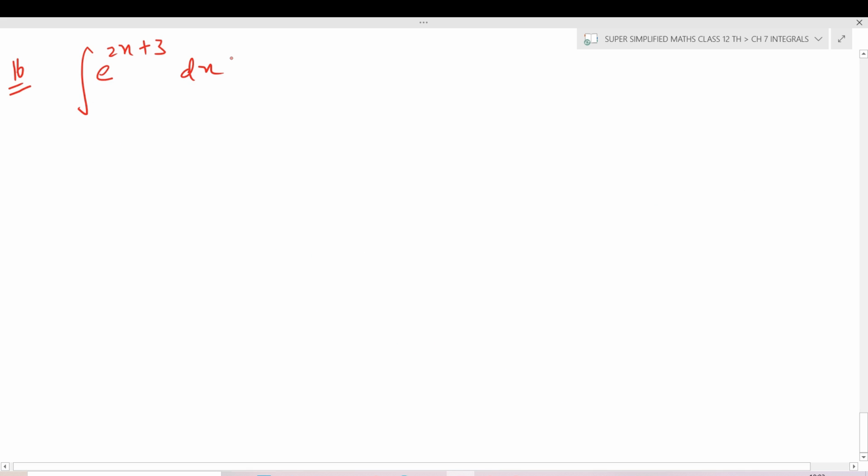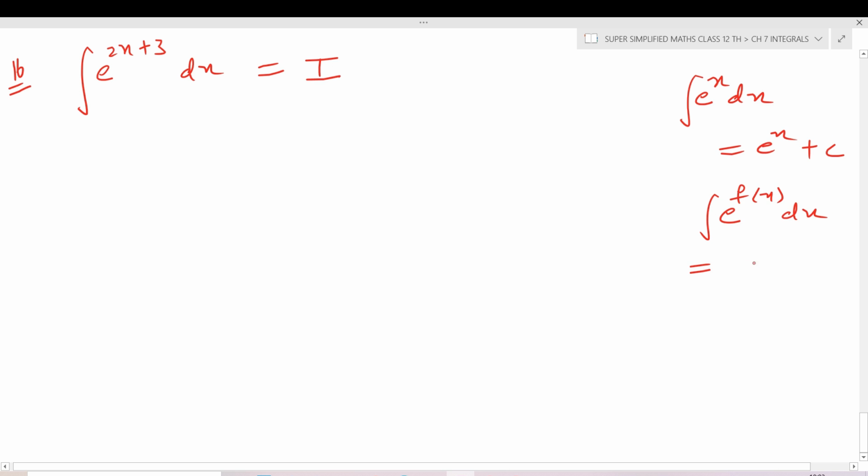Now students, question number 16 says I is equal to integral of e raised to the power 2x plus 3 dx. Now let us recall the formulas done earlier. Integral of e^x is e^x only, and if you are given e raised to the power not x but some function, so it's a composite function, in such a case this integral is going to be e raised to the power f(x). Now the condition is this f(x) has to be a linear function. In case this is a linear function, it is going to be e raised to the power f(x) upon f dash x.